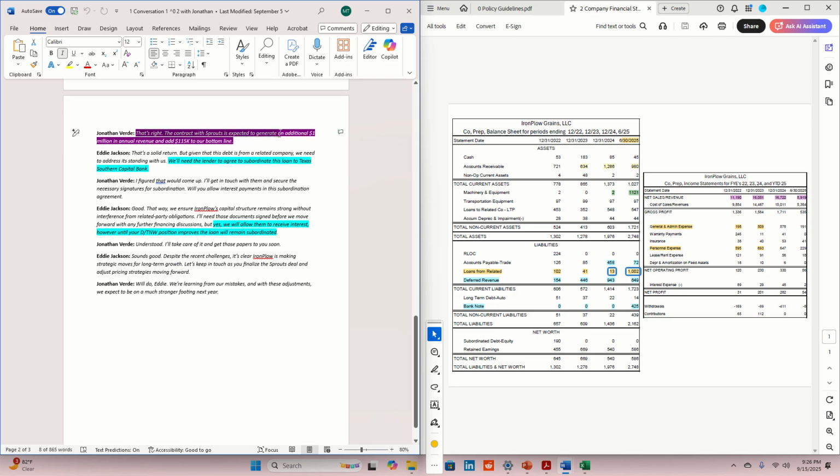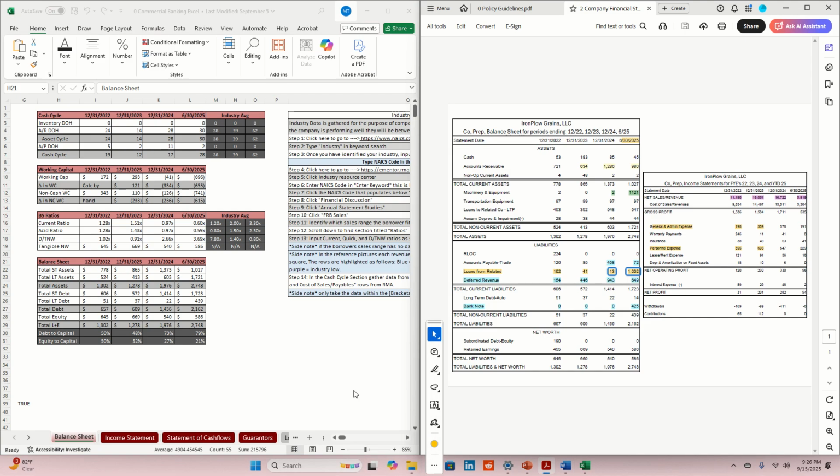This contract with Sprouts is expected to generate an additional $1 million in annual revenue and an additional 115K to our bottom line. Wow, we could take this directly and put that right into the income section, right? Okay, anyways, we'll need the lender to subordinate that loan to Texas Southern Capital Bank, logically. But yes, we will allow them to receive interest payments until debt to tangible net worth position improves. The loan must remain subordinated. Okay, that is good information.